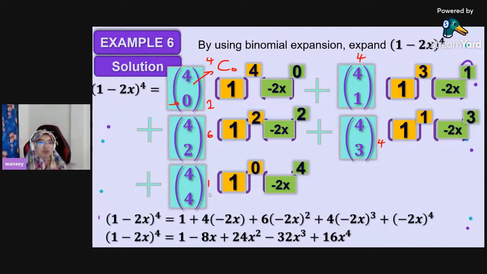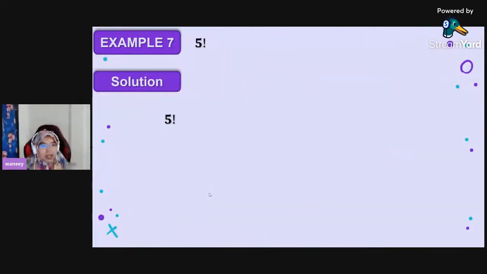So that is the reason why we are going to use the binomial coefficient. Okay, so done with this. Okay, let us try to expand a little bit.